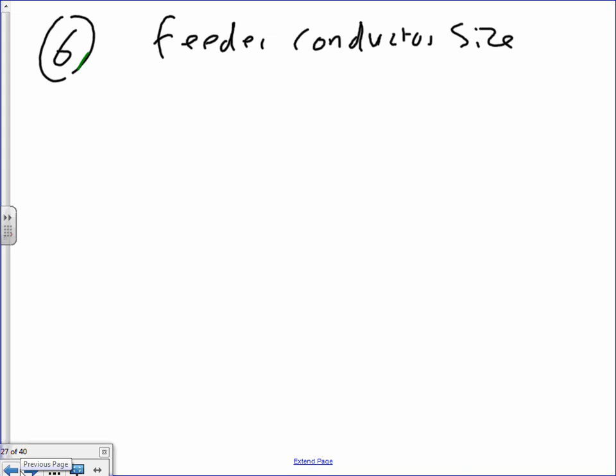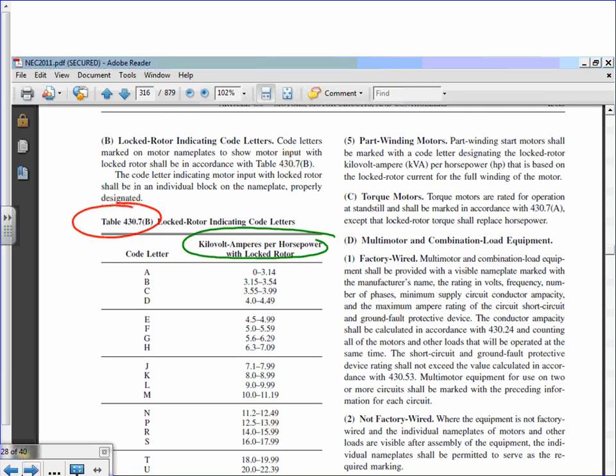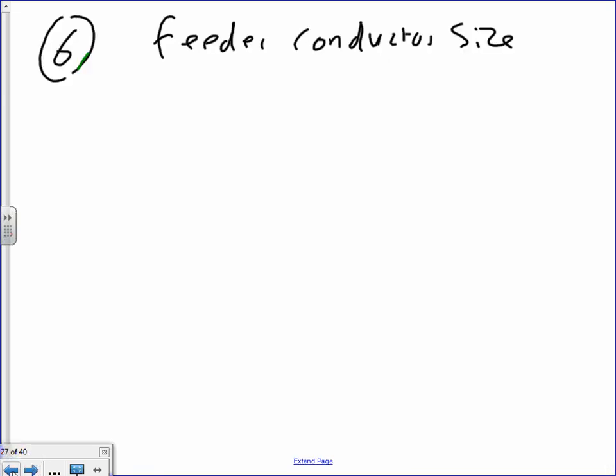Yeah. Feeder size. Let's go to the feeder size, guys. Here's my feeder size. Let's get the reference first. The reference for feeder size is 440.33, and for the table, 310.15 B16. It's always good to have the reference.